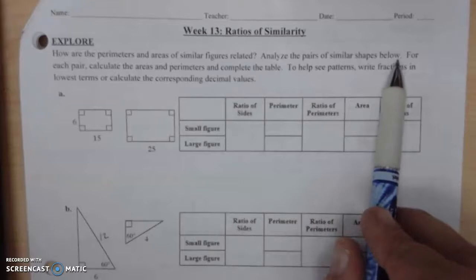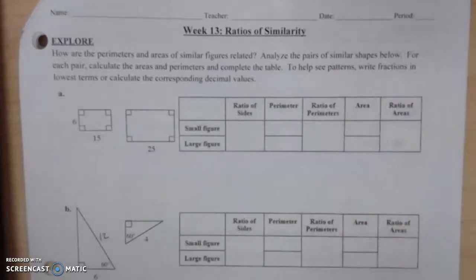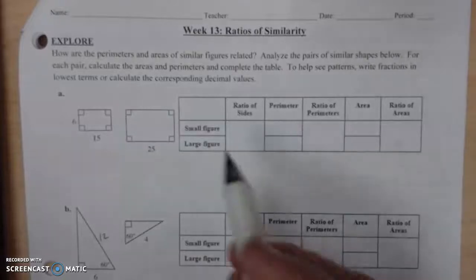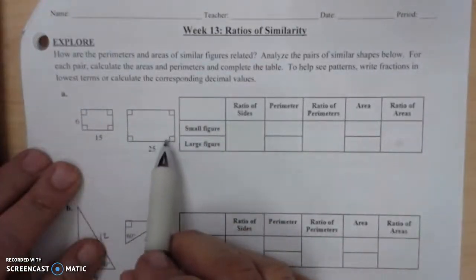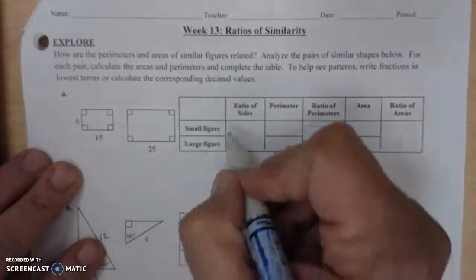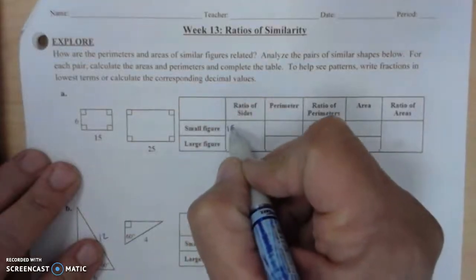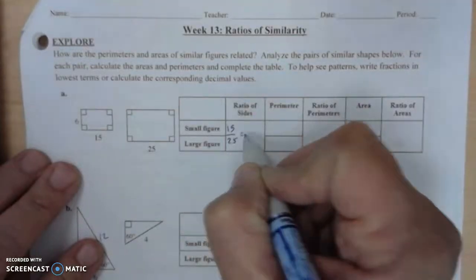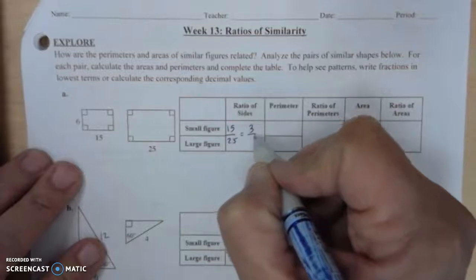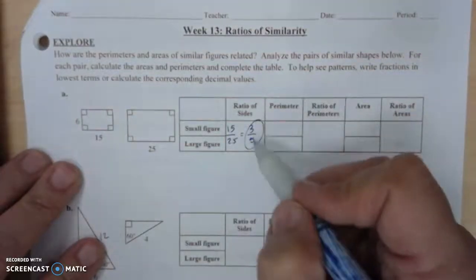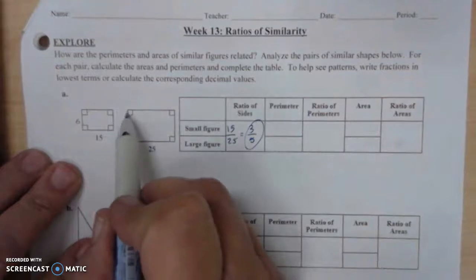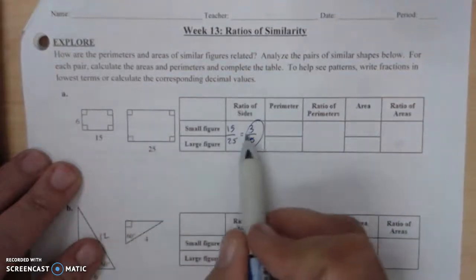So let's look at these shapes below, and we're going to calculate the areas and perimeters to complete the pattern. Well, first of all, I see that this is 15 and this is 25. So my small figure is 15, my large is 25, and I can reduce that by 5 to 3/5. So this is the ratio of my sides.